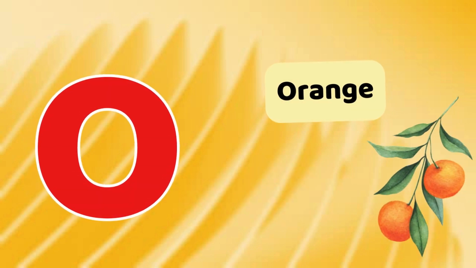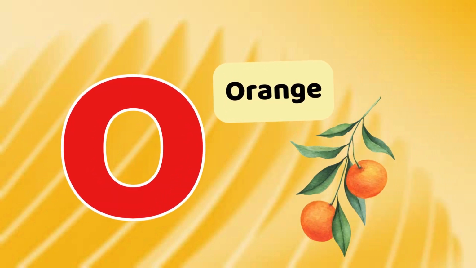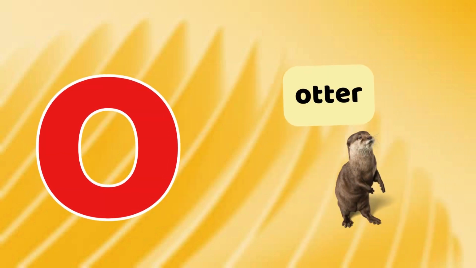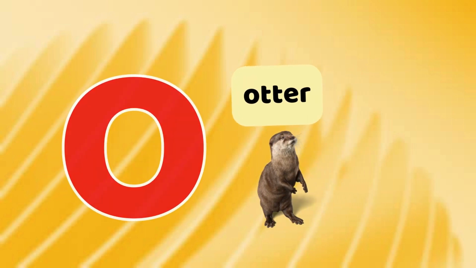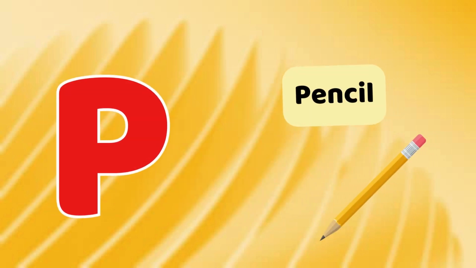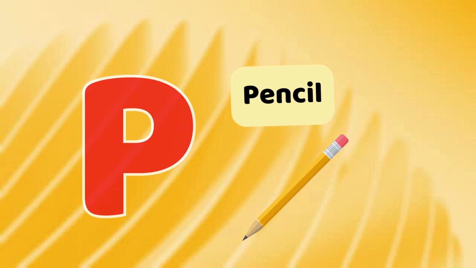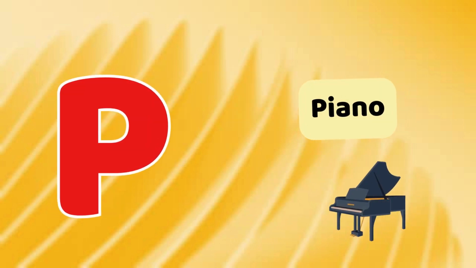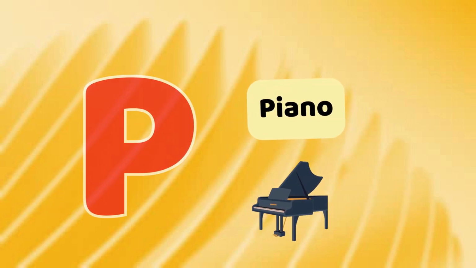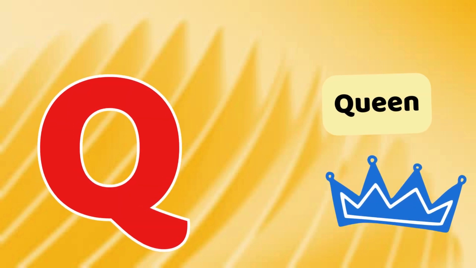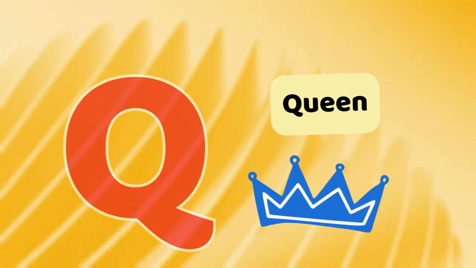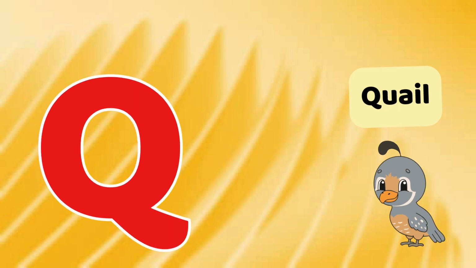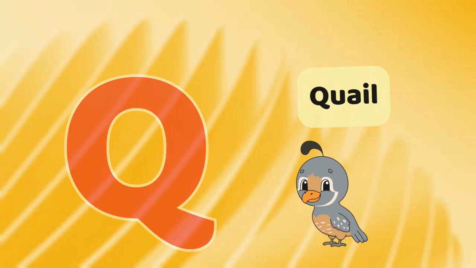O is for orange, o, o, orange. O is for otter, o, o, otter. P is for pencil, p, p, pencil. P is for piano, p, p, piano. Q is for queen, k, k, queen. Q is for quail, k, k, quail.